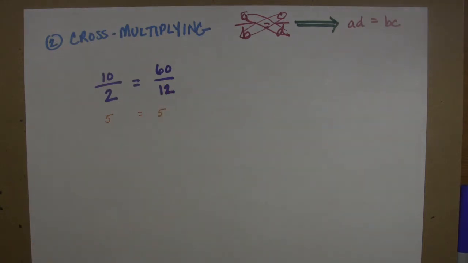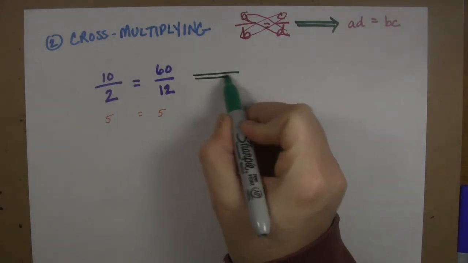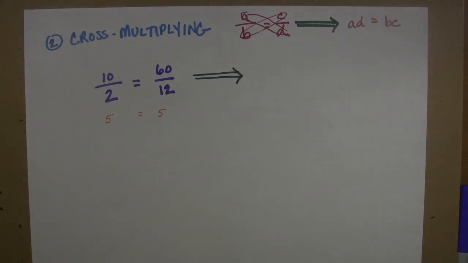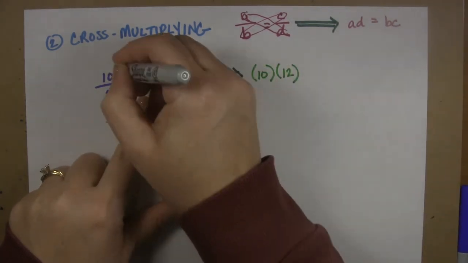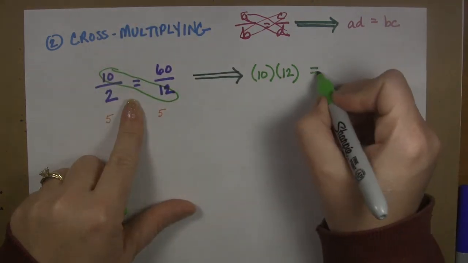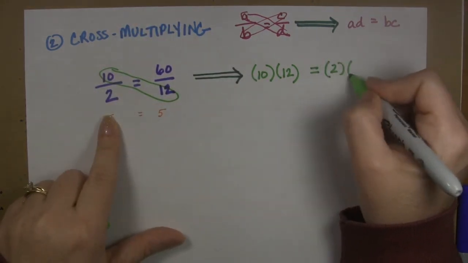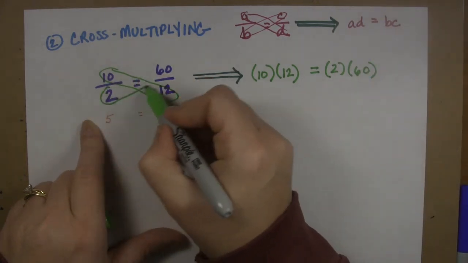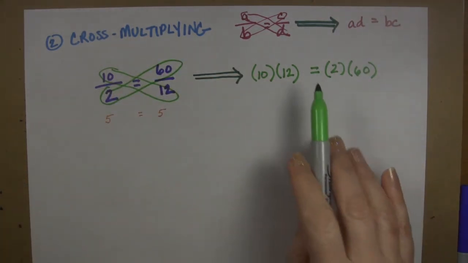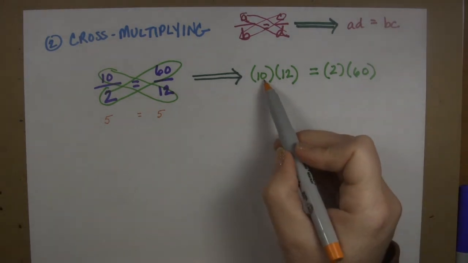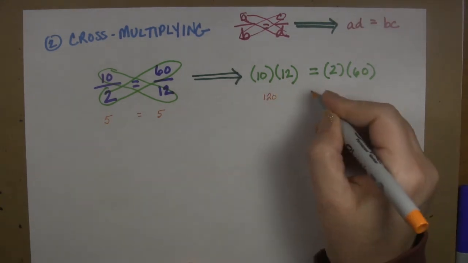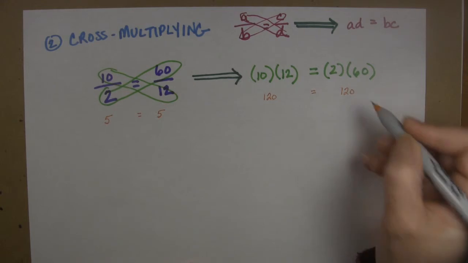Okay, so now what this particular trick tells us is that we can change this into another true statement, which is awesome. We can change it into 10 times 12, that's these two right here, equals 2 times 60. Or you could write it 60 by 2, it doesn't matter. And this is another true statement. And indeed, if you get out your calculators, 10 times 12 is 120, and 2 times 60 is 120.